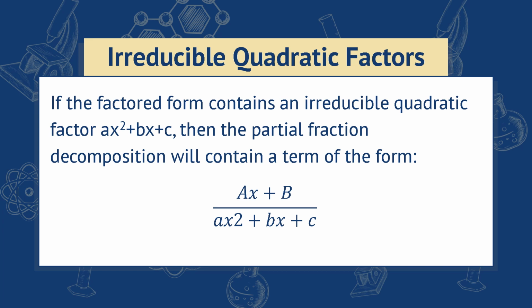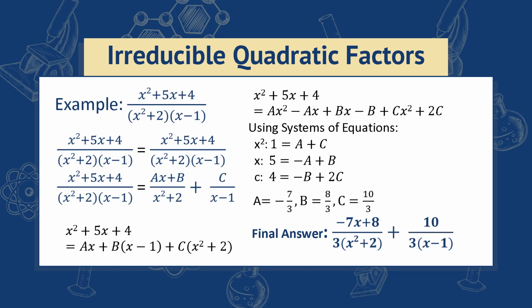So for example, x squared plus 5x plus 4 divided by the quantity of x squared plus 2 times the quantity of x minus 1. So at first glance, we would think that the numerator and denominator's powers are equal.